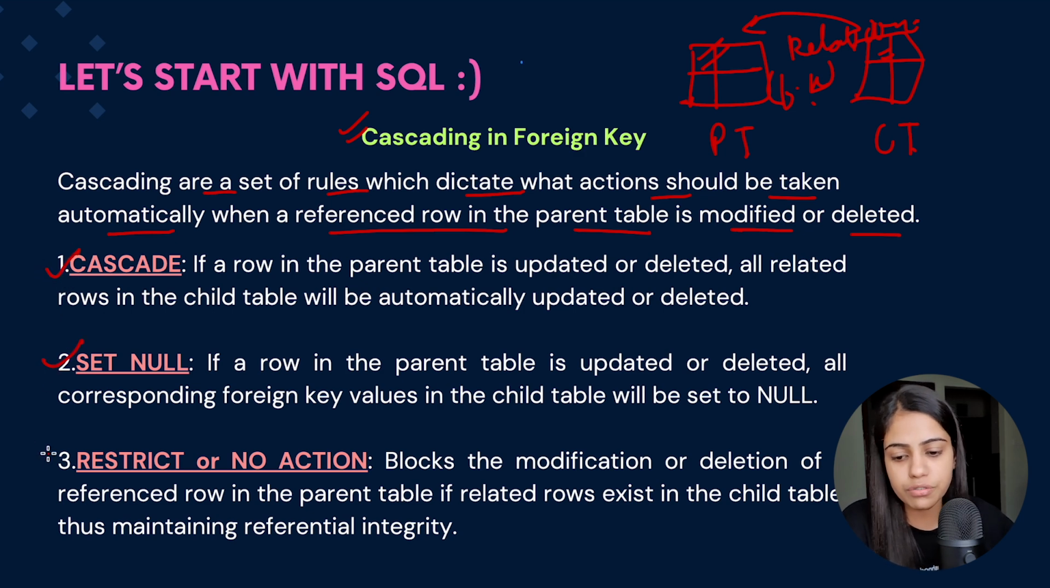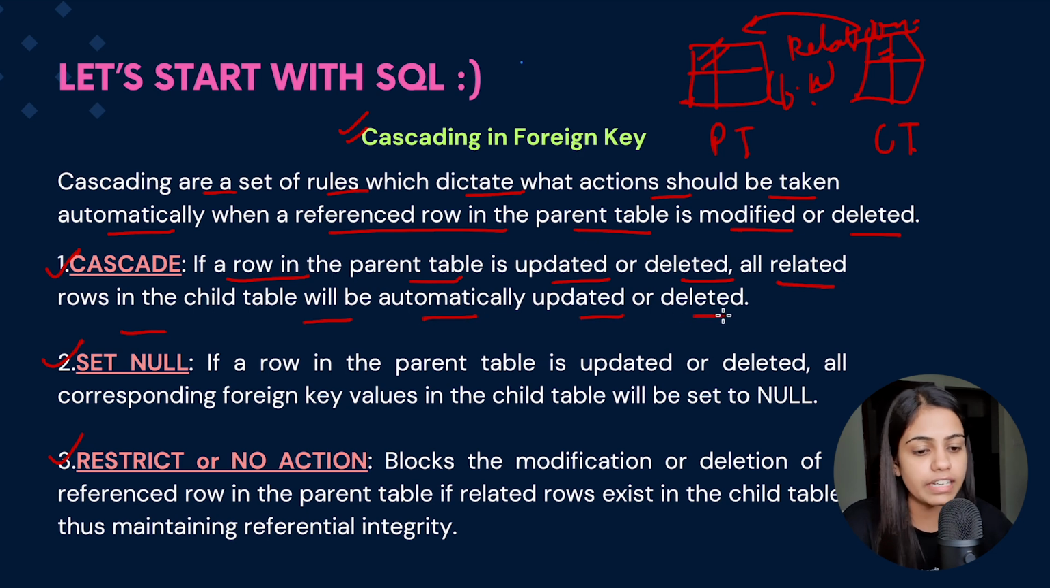So there are ways in which we can achieve the same to maintain the referential integrity. There are three ways to maintain the referential integrity. First one is cascade. If a row in the parent table is updated or deleted, all the related rows in the child table will be automatically updated or deleted. So cascade says that if I give the cascade command, if any of the attribute or any of the value here is updated or deleted, the same will happen in the child table.